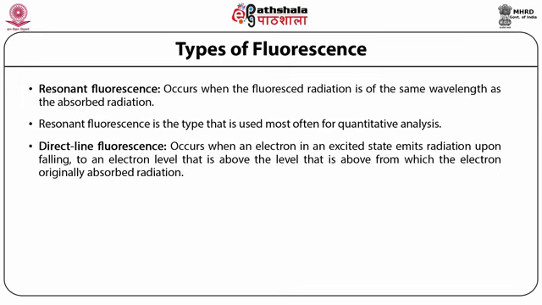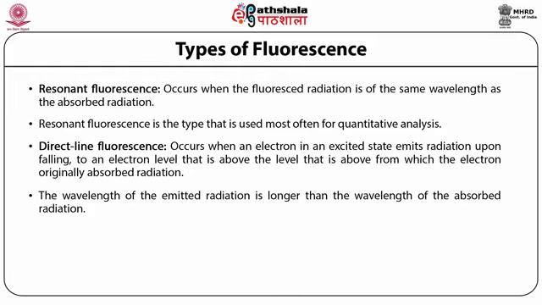Next is direct line fluorescence. It occurs when an electron in an excited state emits radiation upon falling to an electron level that is above the level from which the electron originally absorbed radiation. So the wavelength of the emitted radiation is longer than the wavelength of the absorbed radiation.